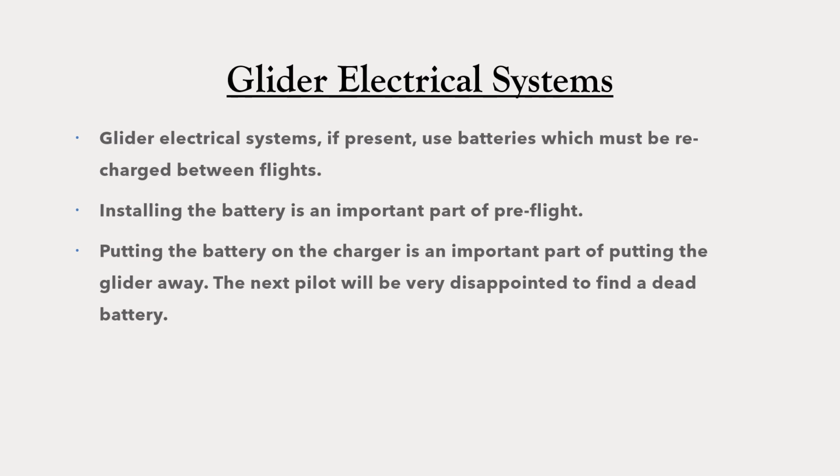That happens with the DG sometimes. We'll find that the previous people using the glider did not put the battery on the charger, so we don't actually have an electrical system that day.